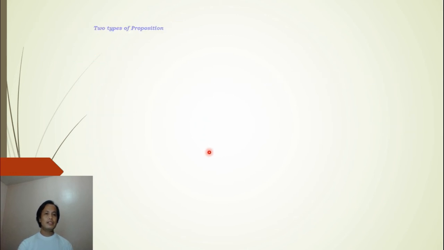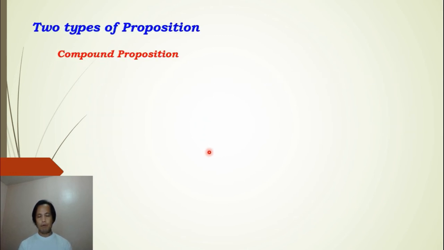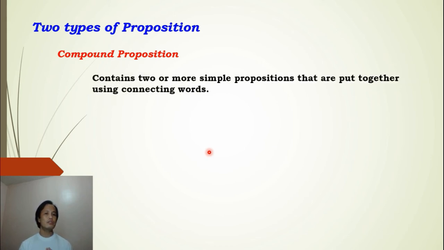The next type is the compound proposition. Compound propositions are propositions that contain two or more simple propositions that are put together using connecting words. In my next video, I will be discussing what these connecting words are. But for now, we will just have these examples first. Roses are red and violets are blue is an example of a compound proposition because there are two statements here which are connected by the word and.